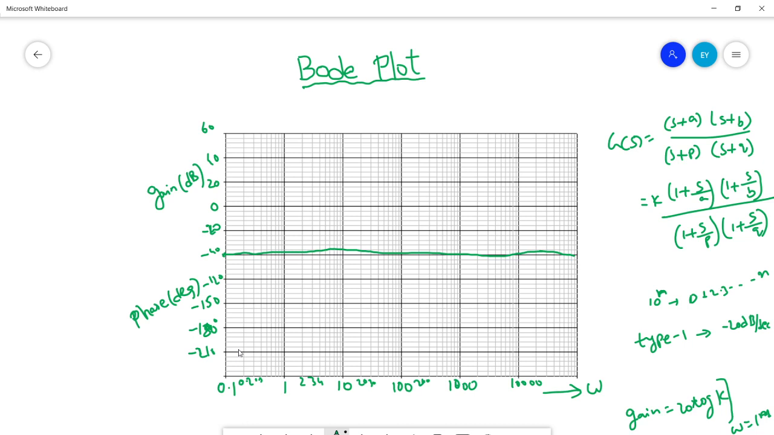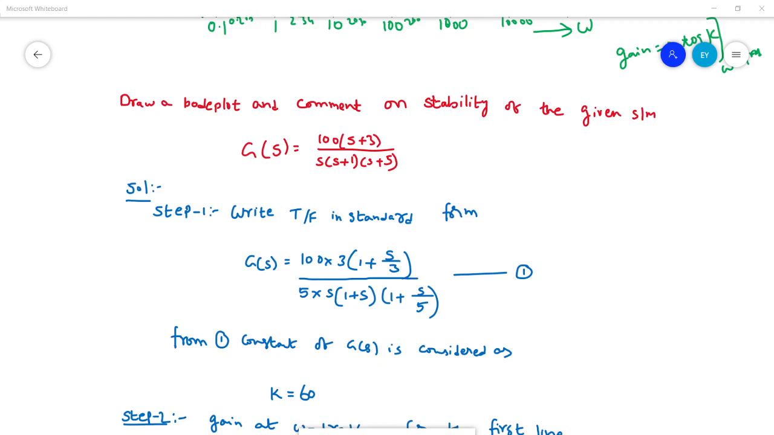So in the same plot we can represent the gain plot as well as the phase plot. So this is about the semi-log plot, semi-log graph. So let us consider this problem. We are given an open loop transfer function, G(s) = 100(s+3) / [s(s+1)(s+5)]. We are asked to draw a Bode plot and comment on the stability.